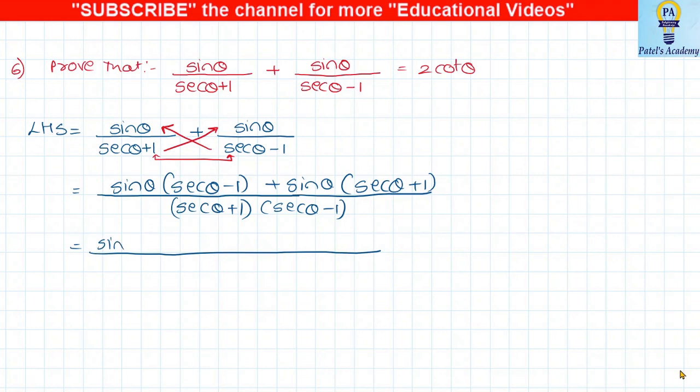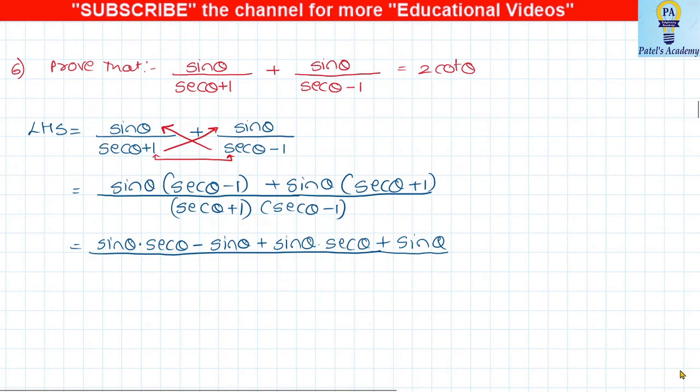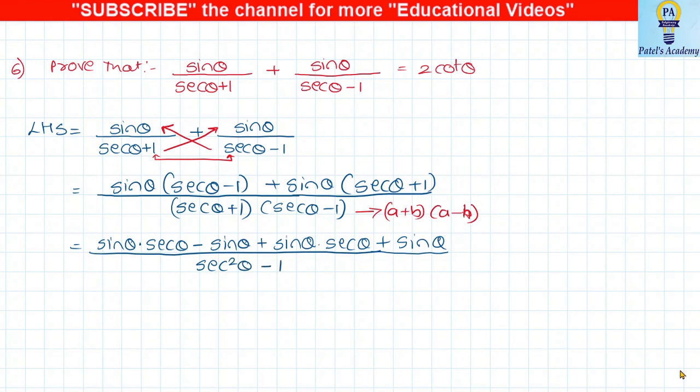So we'll have sine theta sec theta minus sine theta. I opened the first bracket, plus now I'm opening the second bracket, that is sine theta sec theta plus sine theta. Okay, I just opened both the brackets. Now in the denominator we have (a plus b)(a minus b). Here I'm using the identity of (a plus b)(a minus b). So what is that? A square minus b square. So I will get a square, that is nothing but sec square, minus b square, 1 square is 1.